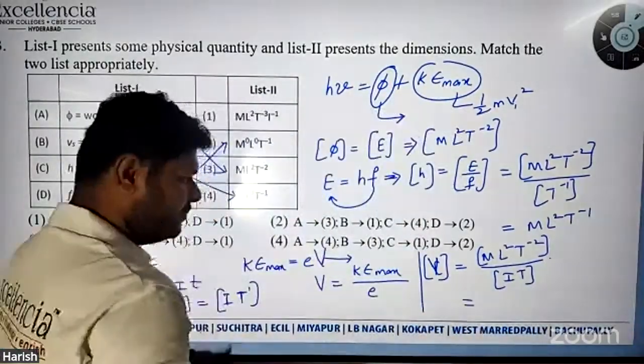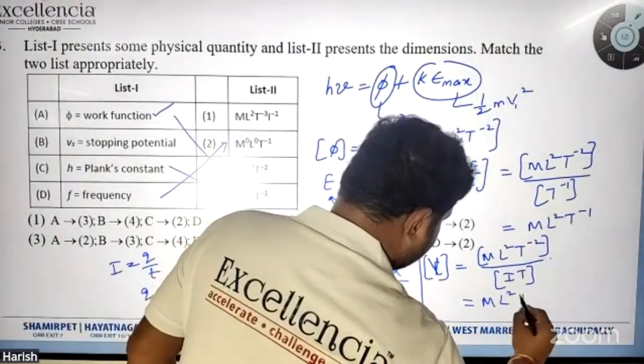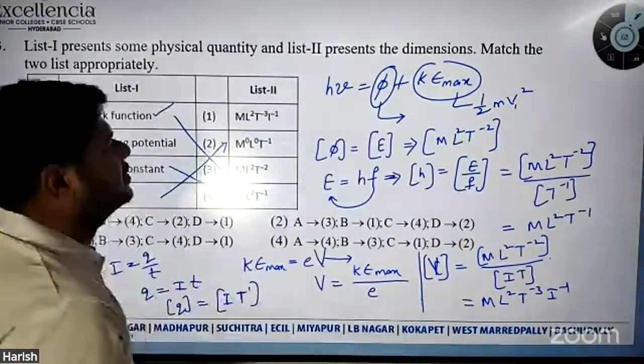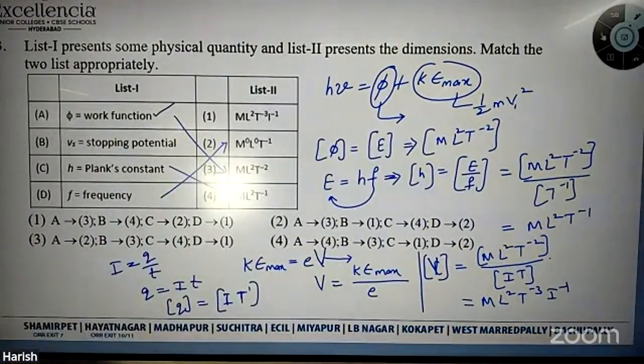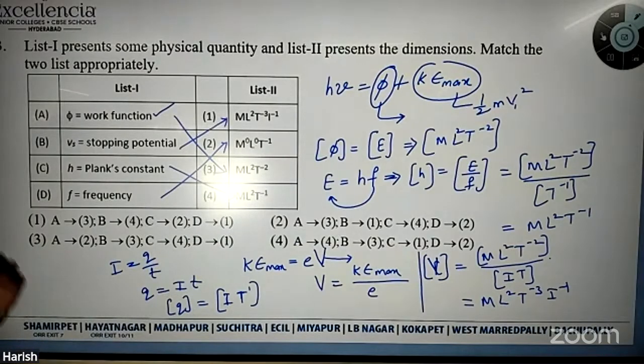This comes out to be M L squared T to the power of minus 3 I to the power of minus 1. You can check it once again.